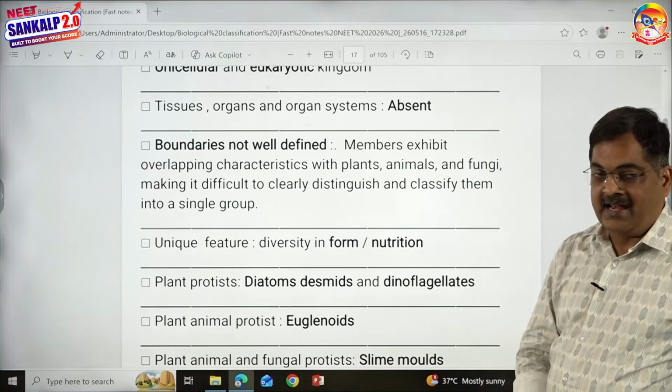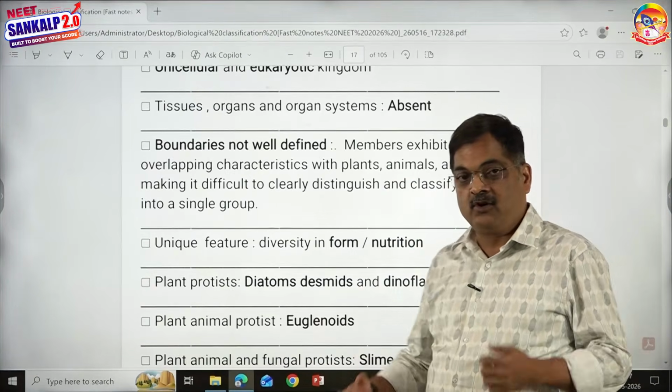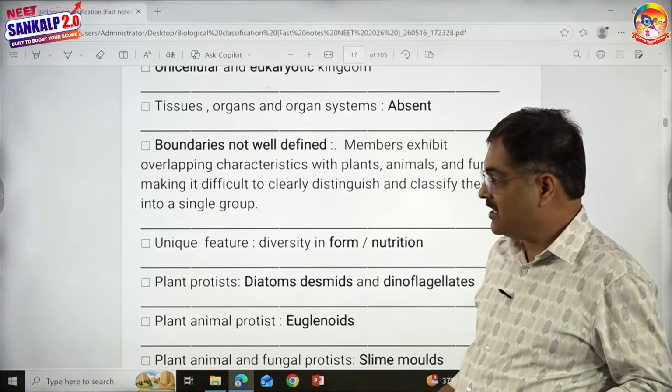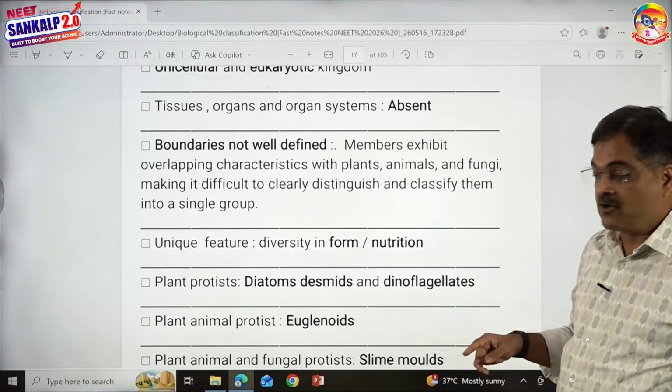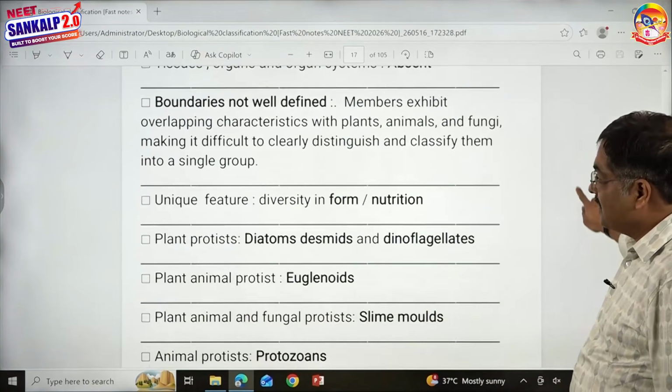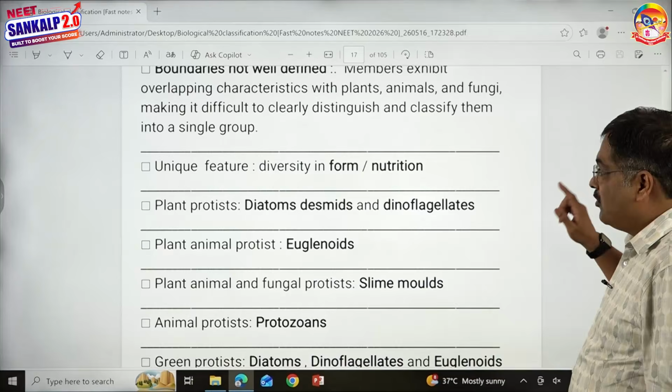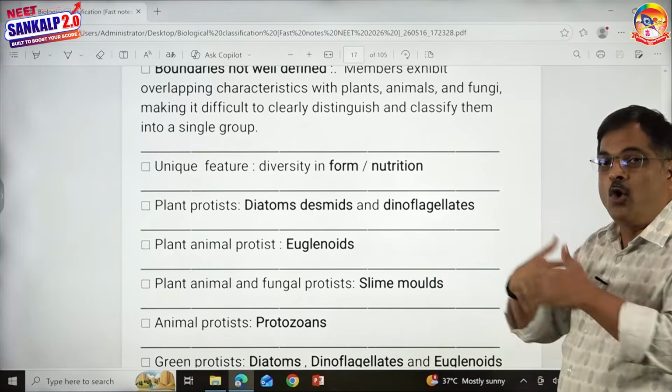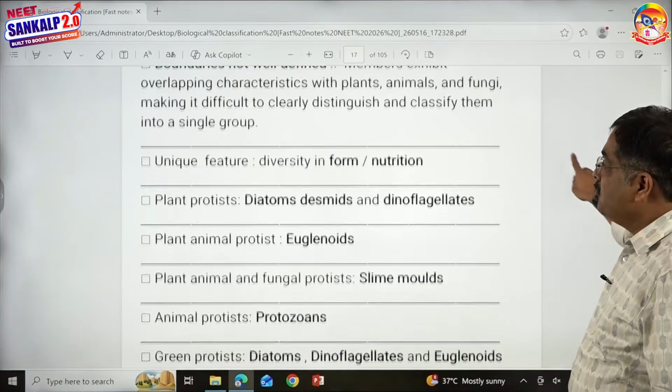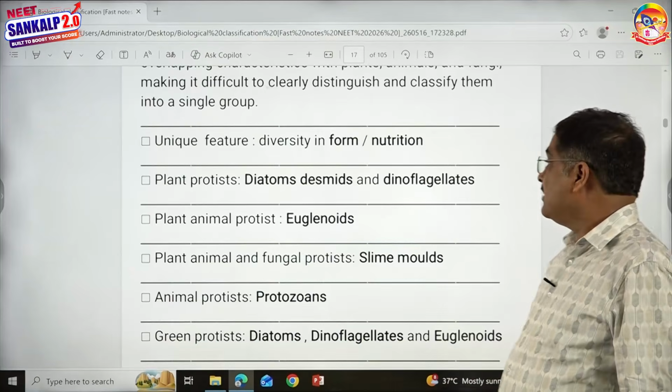And I think Whittaker gave the name Protista because they're always protesting. That could be the reason. He did not disclose the reason, but I feel that could be the reason why he gave Protista, because overlapping of characters is seen in them. Unique feature, diversity in form, even in nutrition.